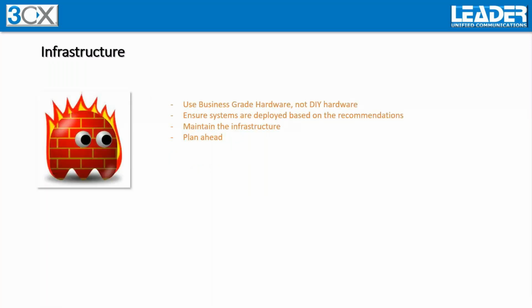Infrastructure. Use business-grade hardware. Do not use do-it-yourself hardware. Do-it-yourself hardware in that regard are those cheapish routers that you get from your ISP when he literally sends you or your customer the device for their new internet access. Devices like these cannot have port forwarding established or other things that are required for business grade communication. Also ensure that the systems are deployed based on the recommendations, maintain the infrastructure, and again, plan ahead that the systems are upgradable.